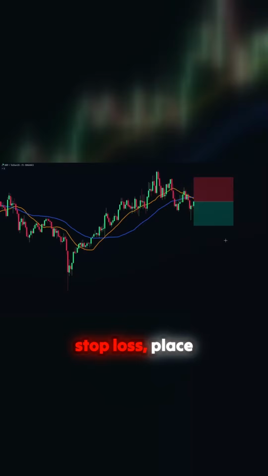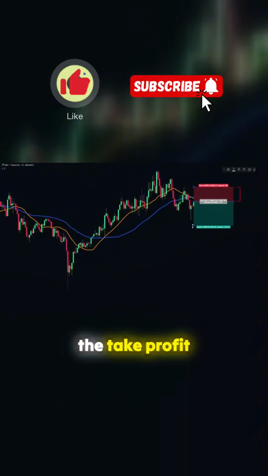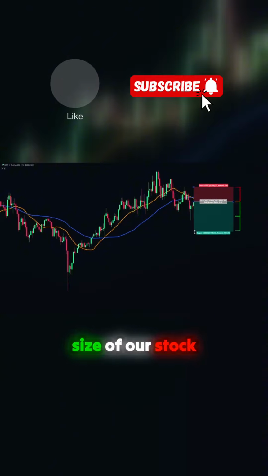For our stop loss, place it at an ideal level. In this case, there's a nearby resistance level that we can use as our stop loss placement. For the take profit target, set it at 2 times the size of our stop loss.